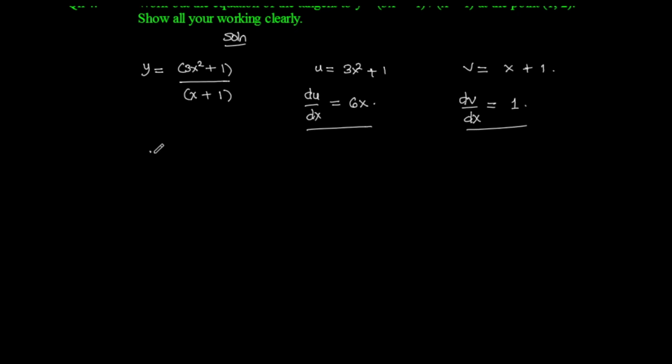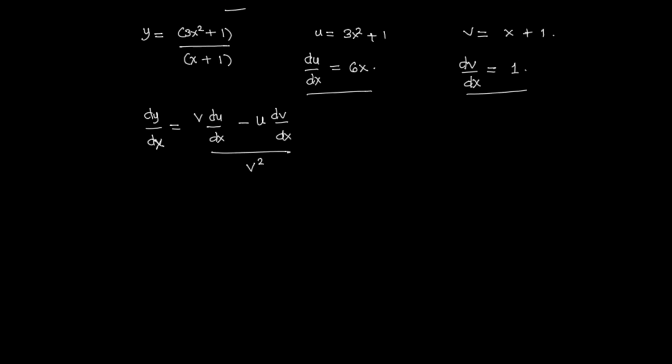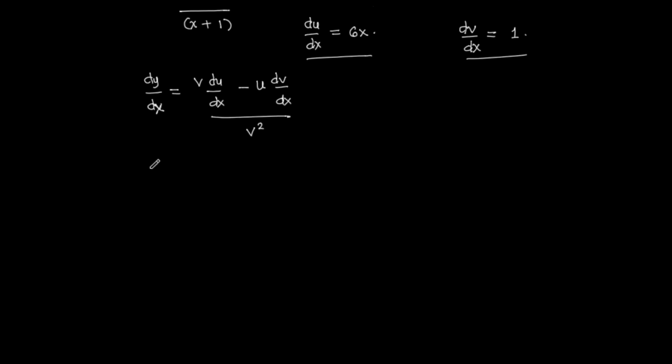Now we can state our formula, and for those who already know this quotient rule, you can substitute directly, but otherwise I am showing it to whoever is a beginner and is watching this video. So our formula is dy by dx is given by v times du by dx minus u times dv by dx, and we divide the whole of this expression by v squared.